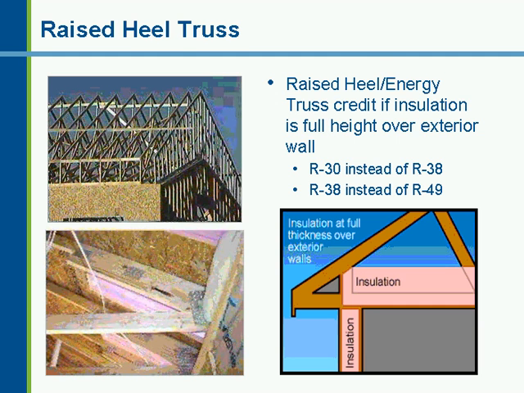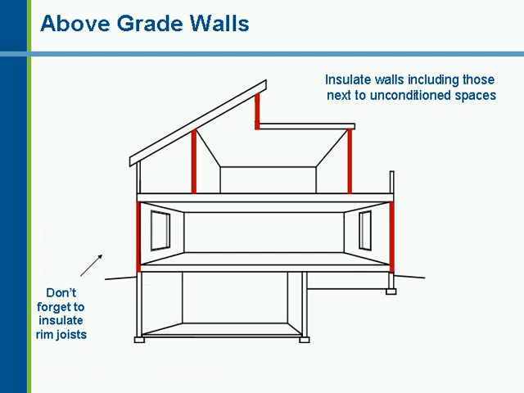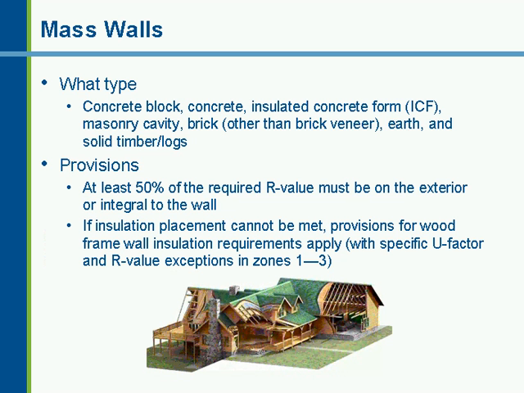Let's move on to above-grade walls. The above-grade walls that must be insulated are those that are next to either outdoor air or unconditioned spaces. For example, the wall between the building interior space and the garage is required to meet the same requirements as walls between the building and the outdoors. There are differing requirements for many different types: concrete block, concrete, insulated concrete form, things that we consider to be mass walls, log walls, and so forth have different requirements.